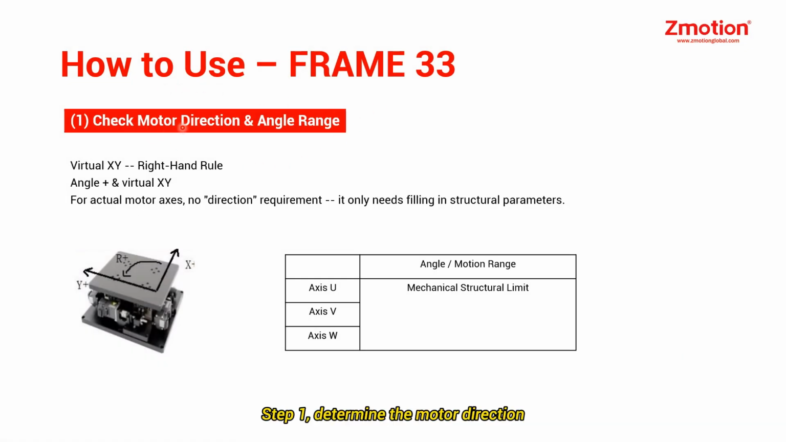Next, see how to do the frame 33 connection. Step 1. Determine the motor direction. For frame 33, virtual XY should meet the right-hand rule. Please see this. It rotates from X positive to Y positive, which means it meets the right-hand rule. But for the real motor axis, there is no requirement. Please fill in the needed parameters.